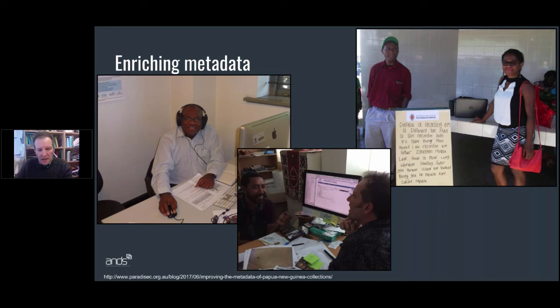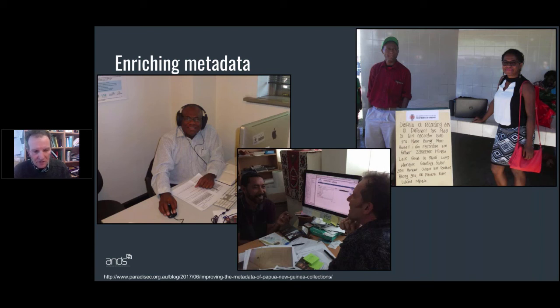On the other side are the people that we want to find this material out in the Pacific. And we've been working very hard to get material available in forms that can be accessed by people in the Pacific. On the top right, there's a really interesting little project that was run in Madang, where they took recordings and played them at a local market and asked people in the market to comment on the recordings, perhaps enrich the metadata in that way. They then sent that to us in a spreadsheet, which we were able to import into our catalogue.